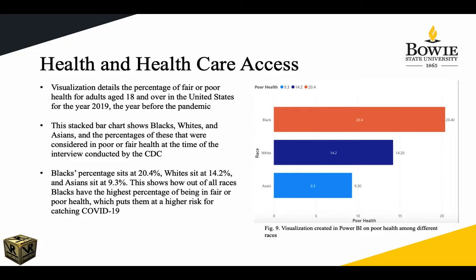This stacked bar chart shows the different races, blacks, whites, and Asians, and the percentages of these that were considered in poor or fair health at the time of the interview. Blacks' percentages sat at 20.4%, whites sat at 14.2%, and Asians sat at 9.3%. And this just goes to show how, out of all races, blacks have the highest percentage of being in fair or poor health, which puts them at a high risk for catching COVID-19.